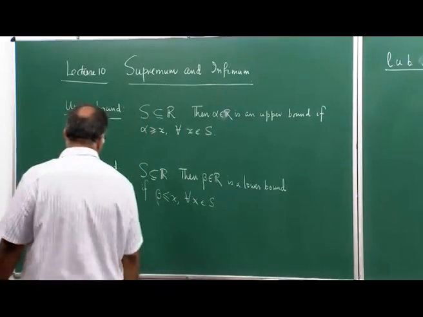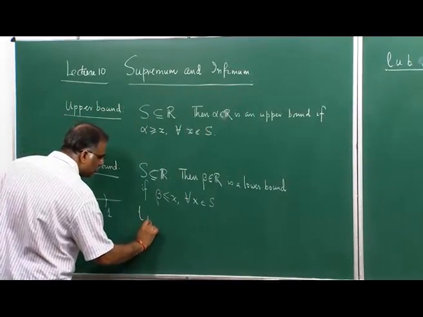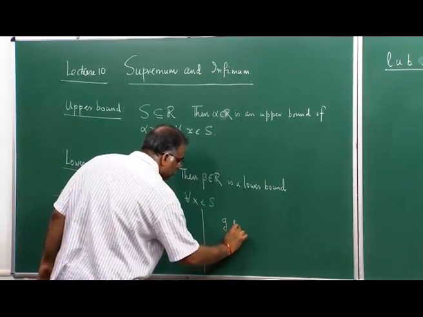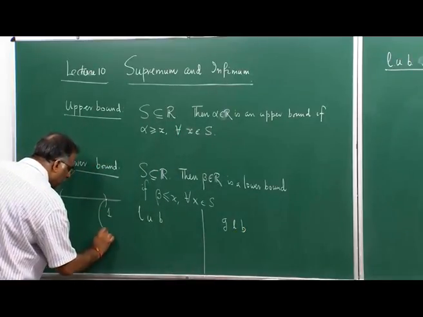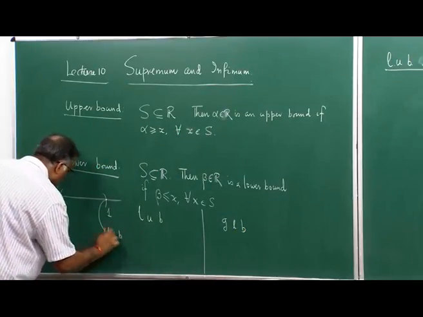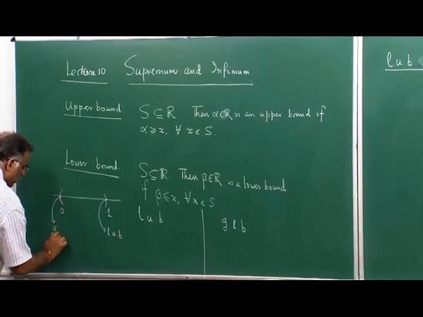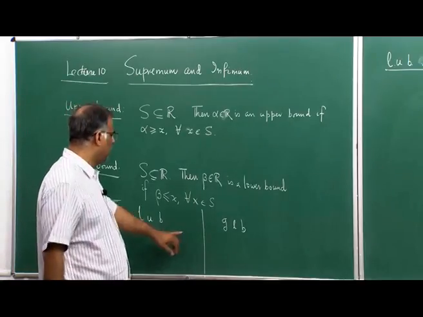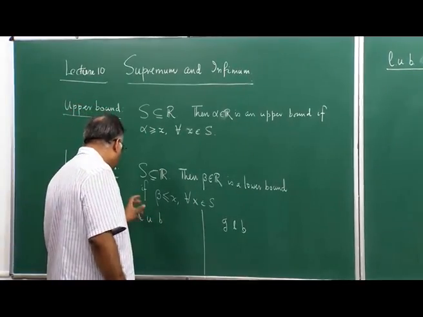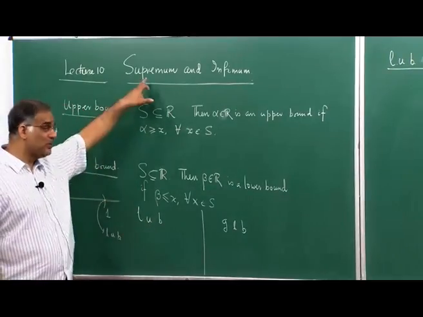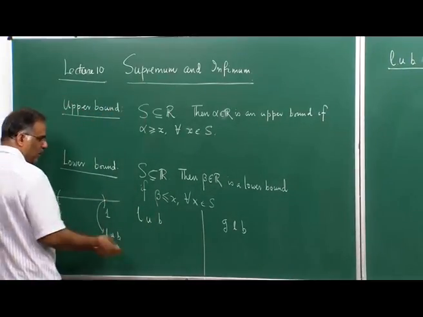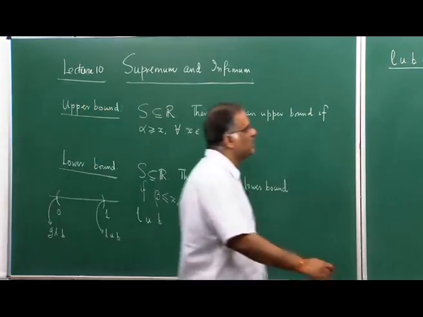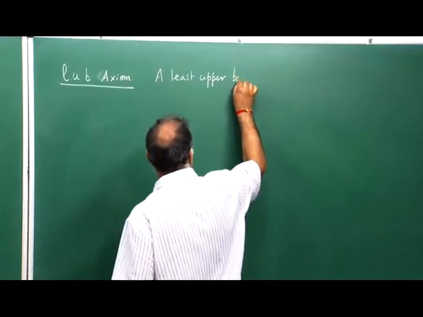So, what is the least upper bound? Similarly, there is something called the greatest lower bound. Here I call 1 the LUB and 0 the greatest lower bound. A more nice looking name for LUB is supremum, and a nice looking name for GLB is infimum. Now, the LUB axiom says a least upper bound exists.